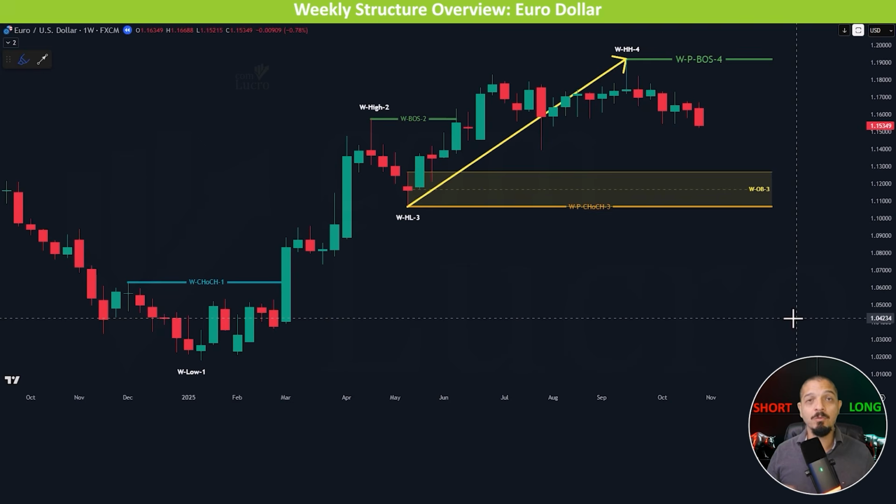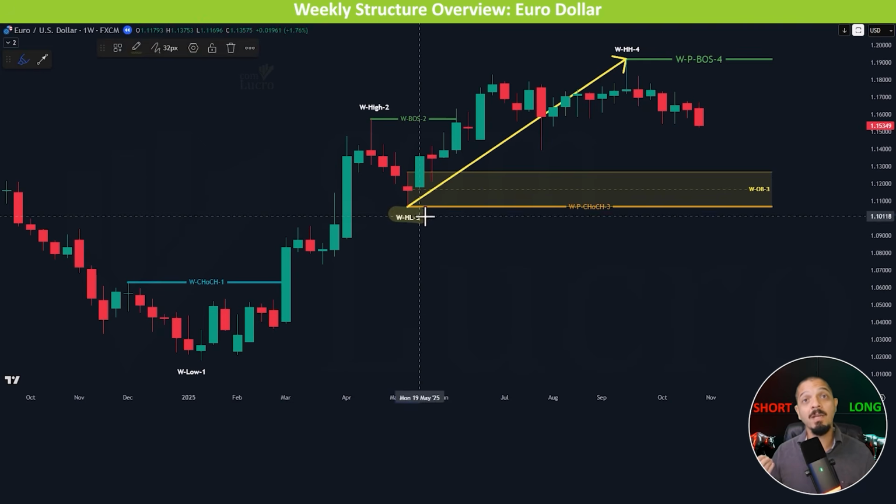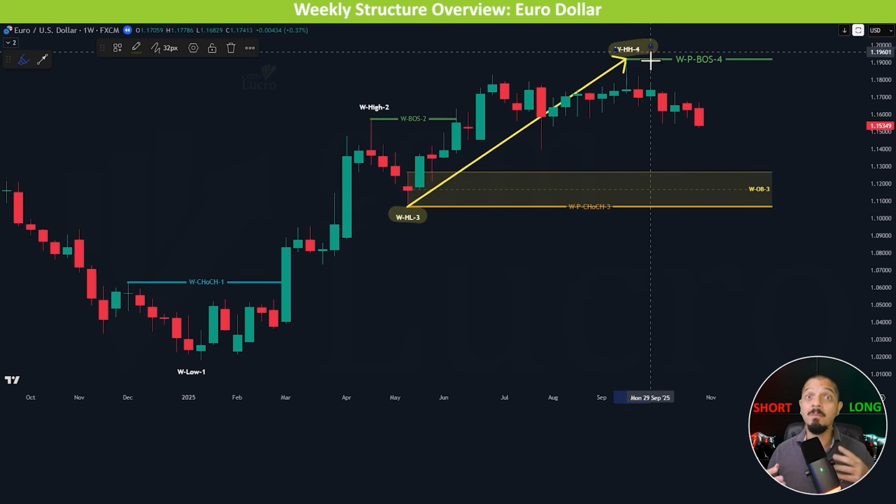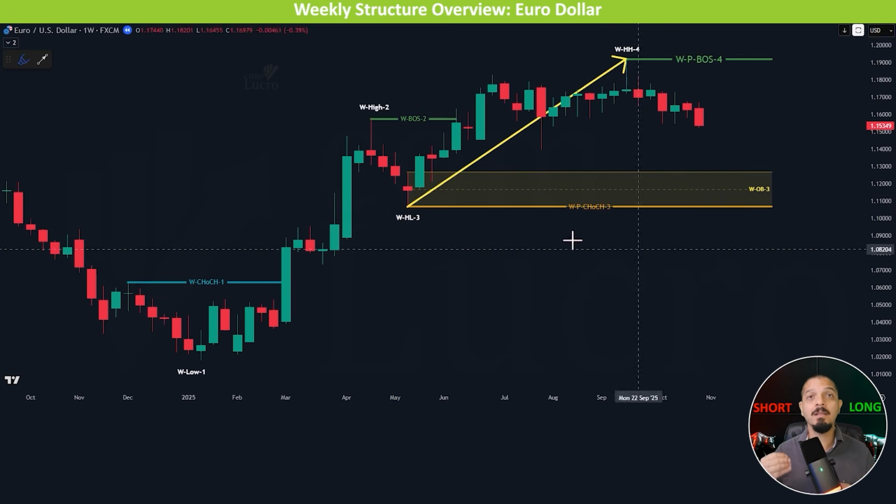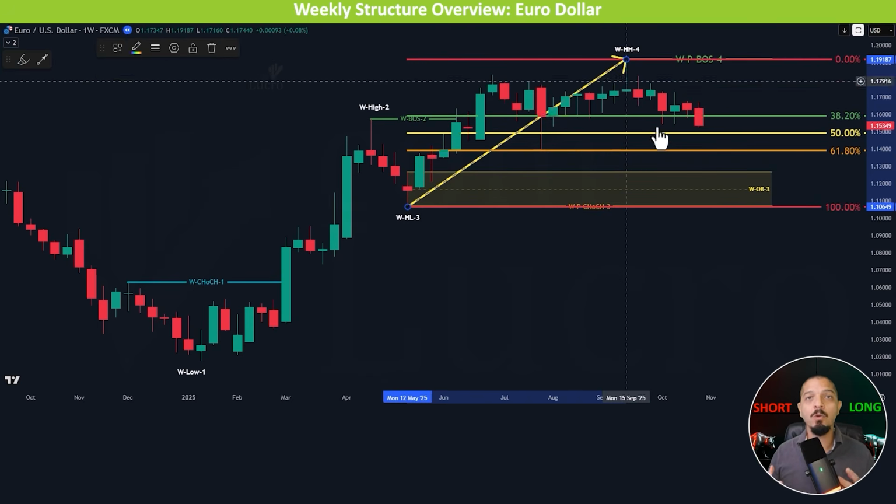In this specific movement, which is the leg from the weekly higher low, number 3, up to the weekly higher high, number 4, price has already retraced beyond the 38.2% Fibonacci level, which, according to our ComLucro rules, is enough to classify the correction as valid. Price is now approaching the 50% retracement of this leg, moving closer to the discount zone where deeper reactions often occur, although it is still positioned above the weekly order block number 3.